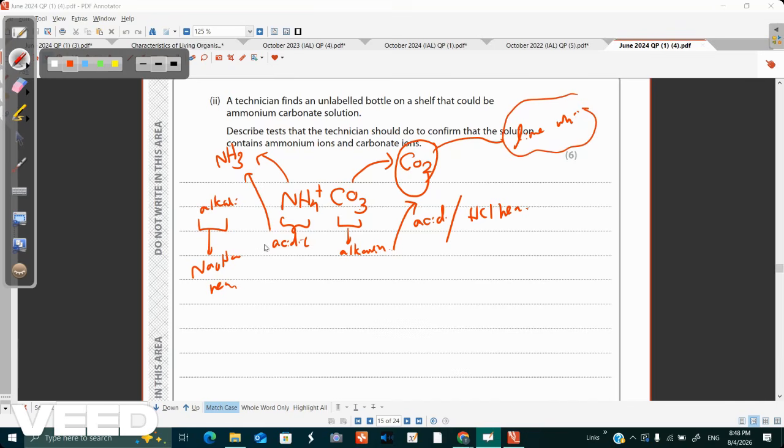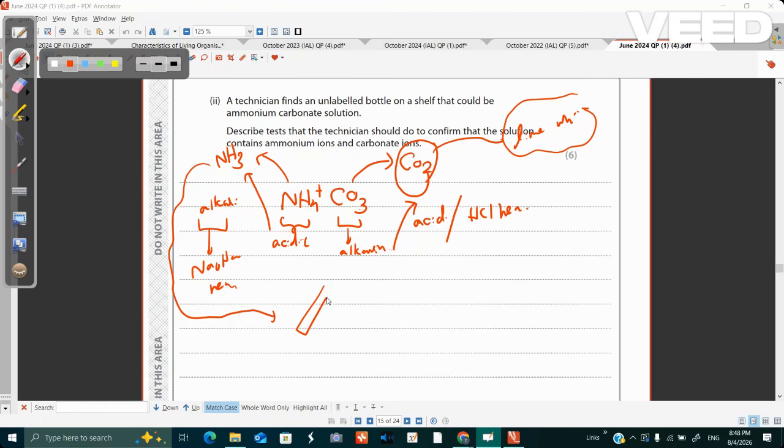In a separate experiment, you are adding sodium hydroxide and heat. Ammonia gas is released. How do you know ammonia gas is released? You hold a wet litmus paper on a glass rod. Wet litmus turns what color? Red litmus turns blue. So those are the tests. So you are getting 6 marks each. Okay.